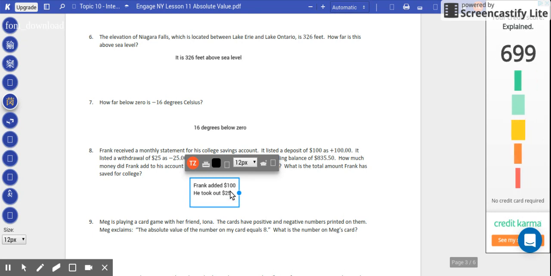And then it says, what is the total amount that Frank saved for college? Which, if you remember, it said ending balance. It said his ending balance was $835.50. That's how much he has saved. Your ending balance of your bank account is how much you have in your bank account, meaning how much you have saved. So he saved $835.50.